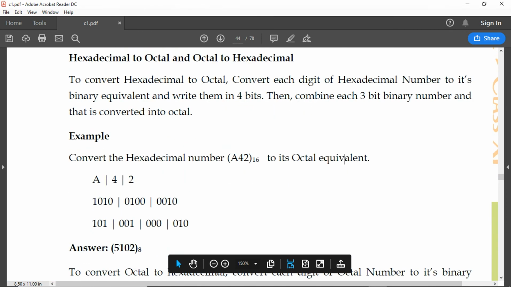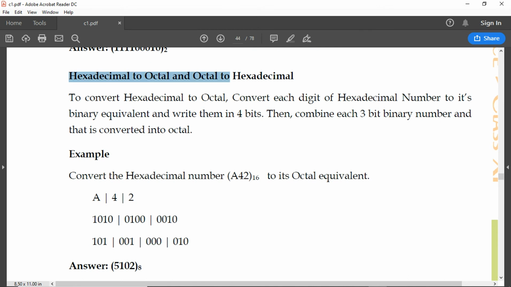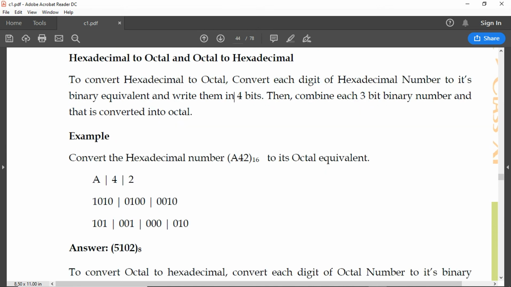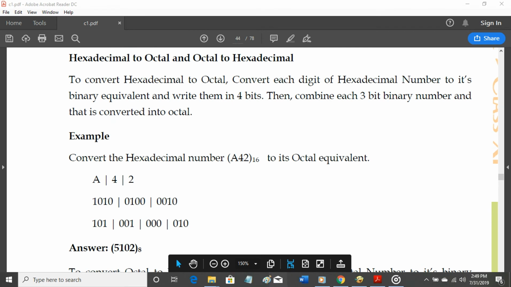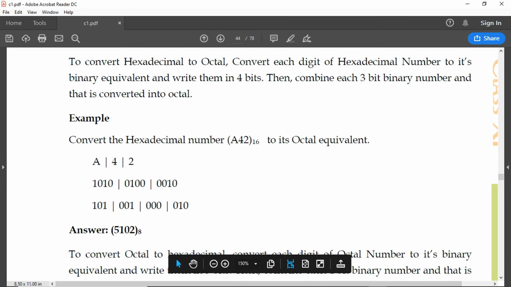Answer: 111100010, base 2. Hexadecimal to octal and octal to hexadecimal. To convert hexadecimal to octal, convert each digit of the hexadecimal number to its binary equivalent and write them in 4 bits. Then, combine into 3-bit binary groups and convert into octal. Example. Convert the hexadecimal number A42 base 16 to its octal equivalent.